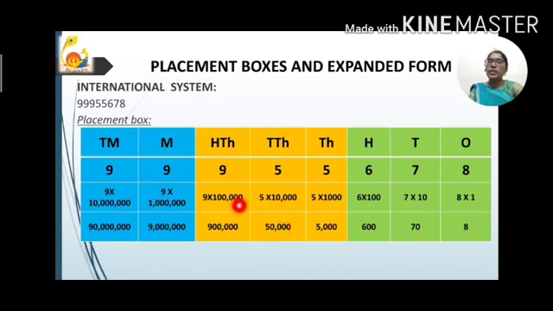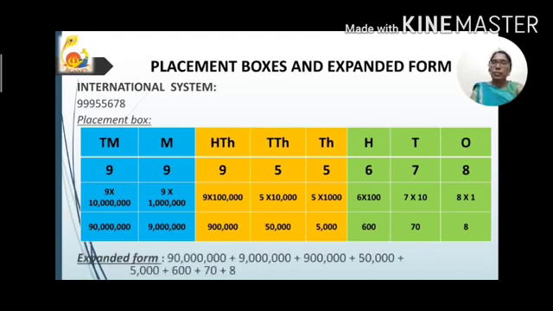9 is in lakhs place. Sorry, 9 is in 100,000's place. So 9 into 100,000 is 900,000. 9 is in millions place. So 9 into 1 million is 9 million. 9 is in 10 millions place. So 9 into 10 million is 90 million. Now the expanded form: writing the plus symbol and writing the place values as they are. Is it clear, children? This is the way you will use the placement box for writing the expanded form until you get more practice. Okay.